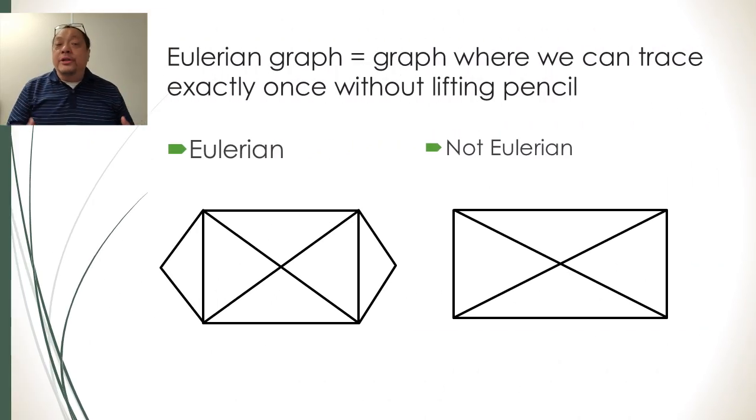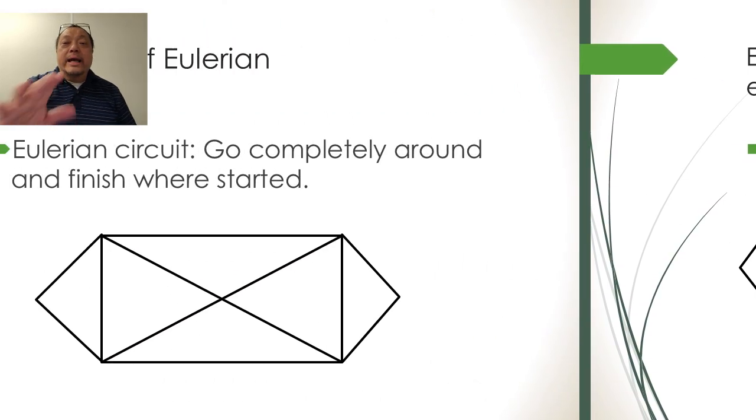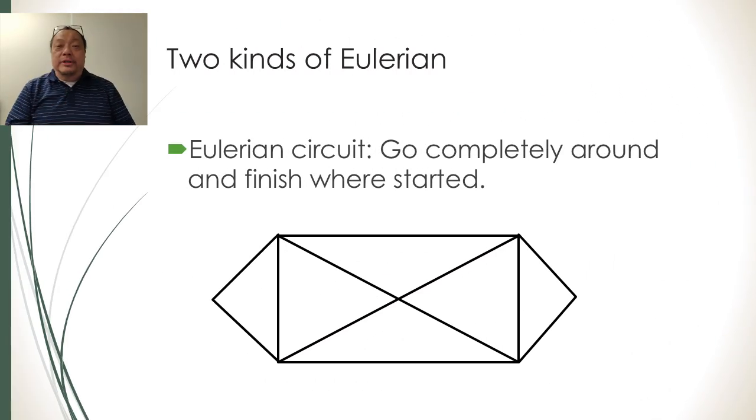The concept of what we've been doing is called an Eulerian graph, named after the mathematician Leonhard Euler, who lived in the 1700s. If a graph can be traced exactly once, no going over any edge twice, and going continuously without lifting the pencil, then it's an Eulerian graph. If it cannot be traced exactly once without lifting the pencil, then it's not an Eulerian graph. The graph on the left, we did, is Eulerian. The graph on the right, we couldn't do it, is not Eulerian. So far, so good? Now, there are actually two kinds of Eulerian graphs.